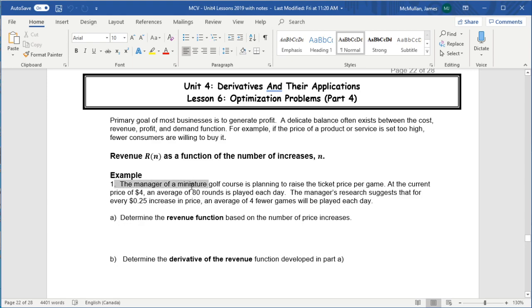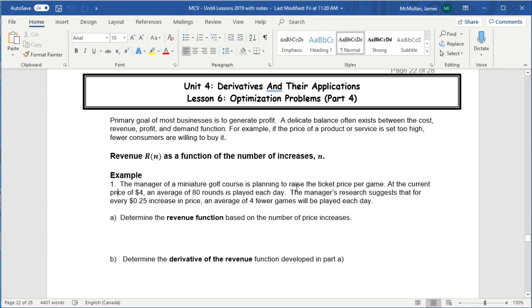So here it says the manager of a miniature golf course is planning to raise the ticket price. At the current price of $4, he gets an average of 80 customers. The manager's research suggests that if he were to increase the price by 25 cents, 4 fewer games would be played.